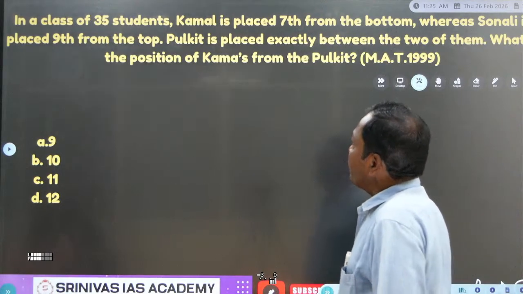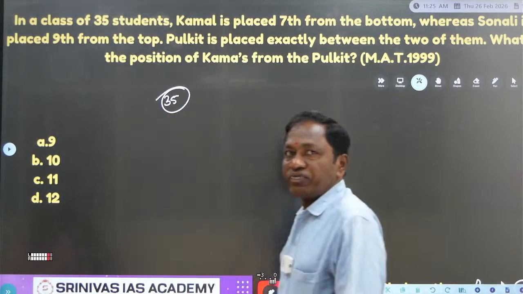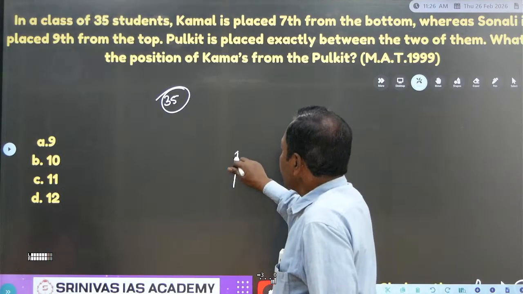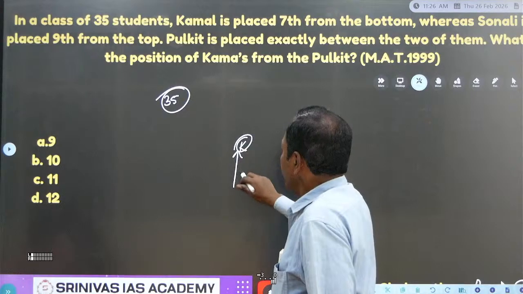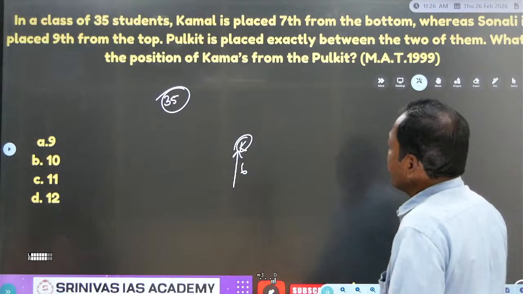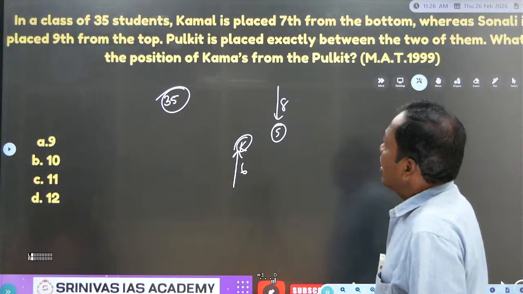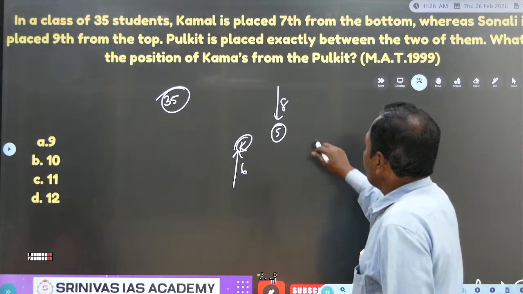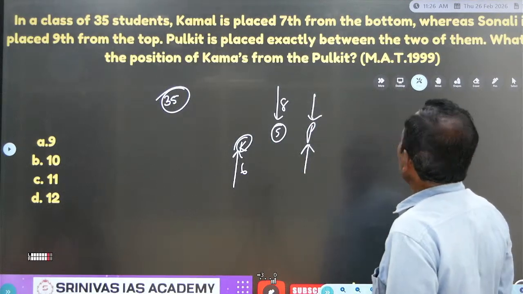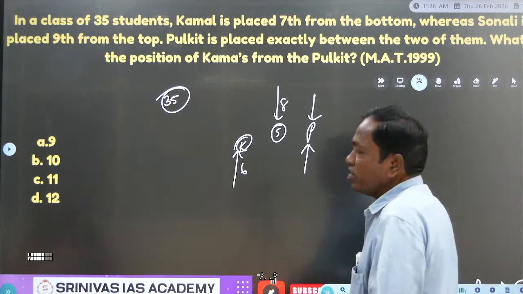Now, in a class of 35 students, Kamal is placed 7th from the bottom. It means there are 6 below him. Sonali is placed 9th from the top. Pulkit is placed exactly between the two. What is the position of Kamal from Pulkit? That question can be seen later on.